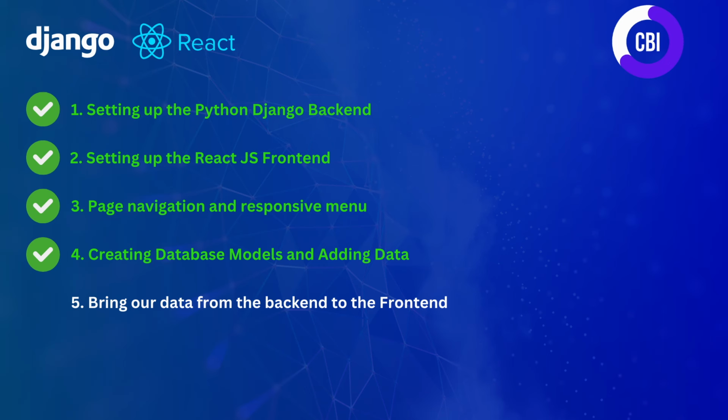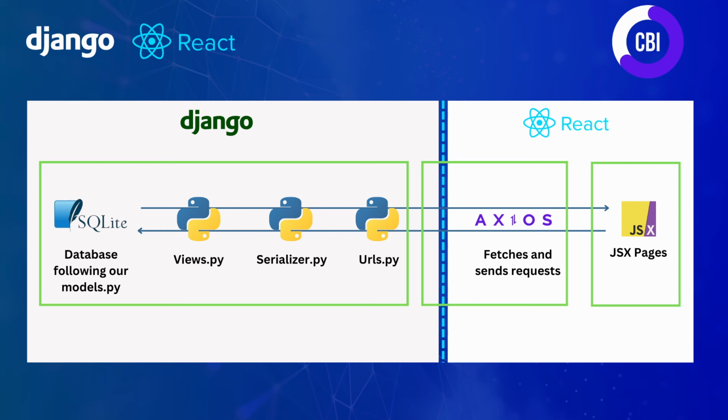In this video, we're going to continue and we're going to bring our data from our backend database to our React.js frontend so that we can actually use it right there. Now on the picture on the screen right now, you can see how that is going to work. Currently, our data is stored in the SQLite database inside of our backend, following the structure that we've defined in the last video in our models.py file.